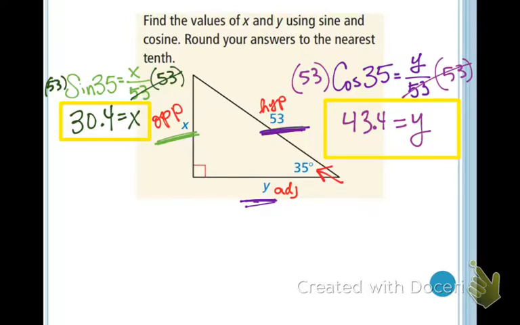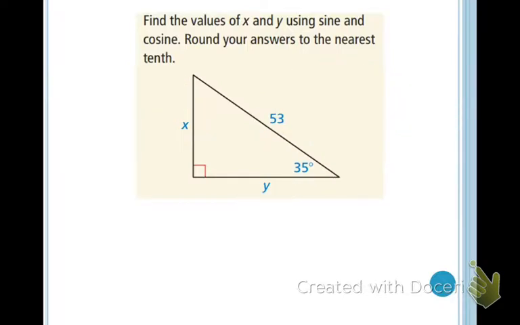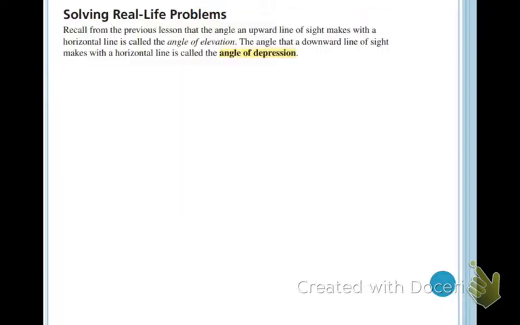Again, not on this test, but the test after. So in order to do that, you need to know about an angle of depression and an angle of elevation. So the first thing I want you to draw somewhere is a horizontal line. A horizontal line looks like the horizon. Draw a horizontal line. Don't care where.